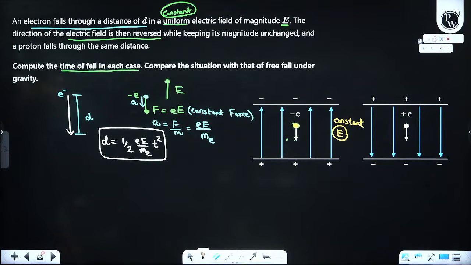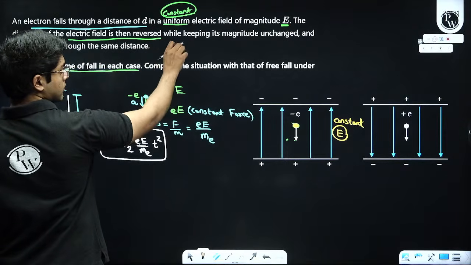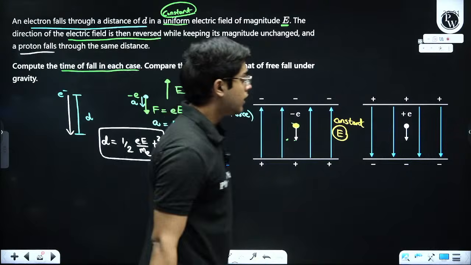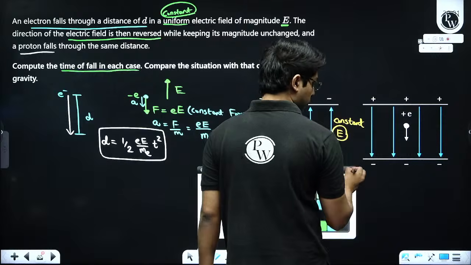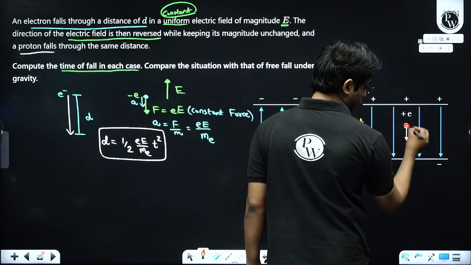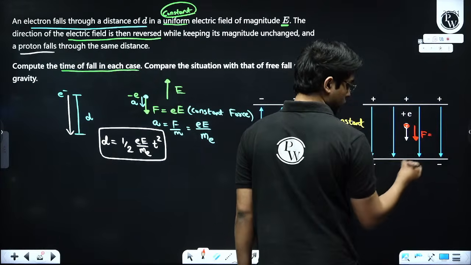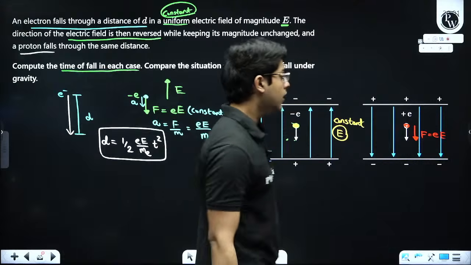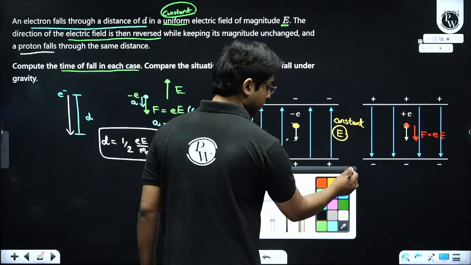Now in the second question they are saying there is a proton. In the second question they are saying electric field is then reversed, but now we have a proton falling through it. Now for the proton, it is a positively charged particle, right? So the force will be in the direction of the field. Field is also downwards. So the force will be E into E itself downwards. So proton or electron, the force is the same.